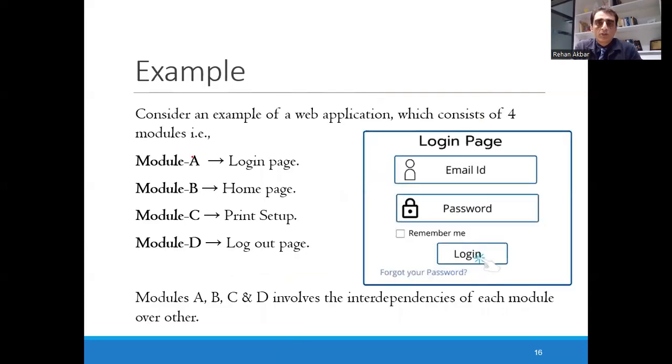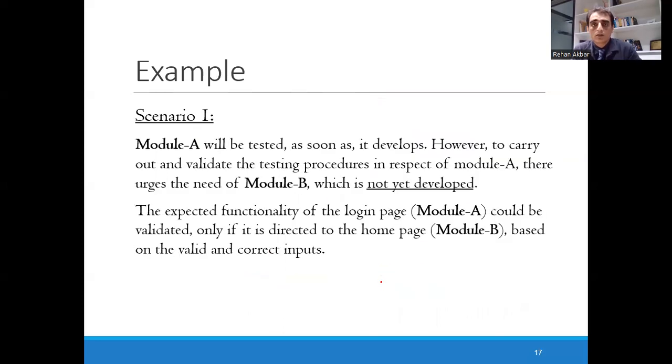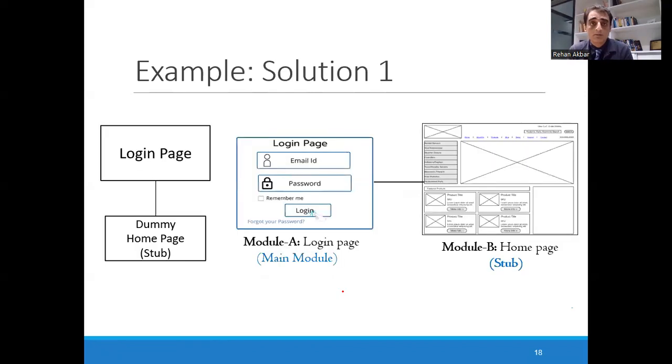Here is an example. We have 4 modules, A, B, C, and D. A is the login page, B is the home page, C is print setup, and D is the logout page. All these pages are interdependent. Here is the first scenario. I want to test module A, but module B is not yet developed. It means I want to log in. After login, my control should go to the home page. But the home page is not ready. How would I test the functionality of the login page? The solution is very simple. I create a dummy home page. That will be the stub, and then I can test the interaction and functionality of these 2 pages.